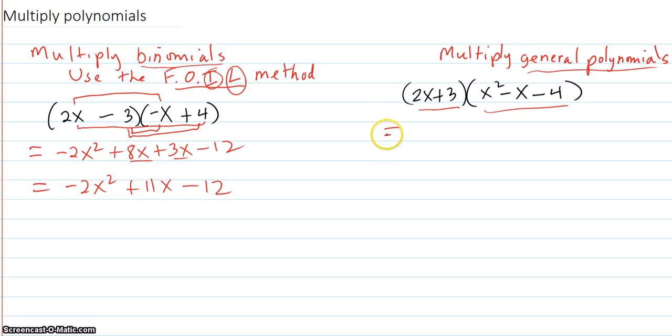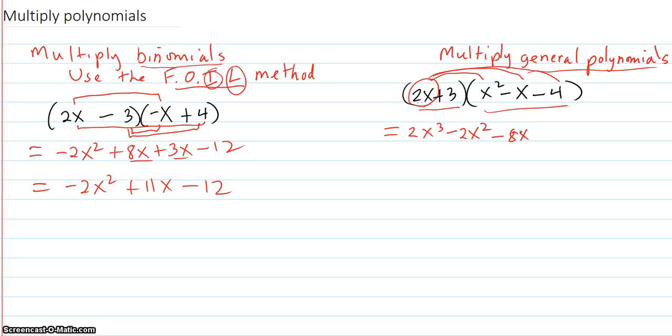the way to do it is an organized method. You take the first term here and hit it on every term in the other polynomial. So 2x times x squared is 2x to the third. Then 2x times negative x, because that's subtract x, but you can treat it as plus a negative x. So it's 2x times negative x is negative 2x squared. And then 2x times negative 4, negative 8x.